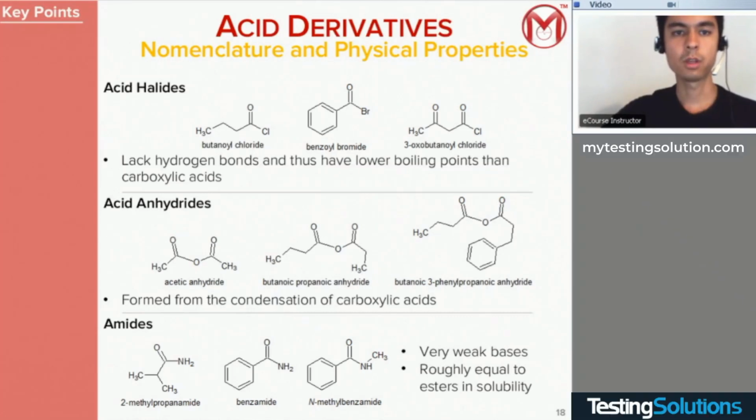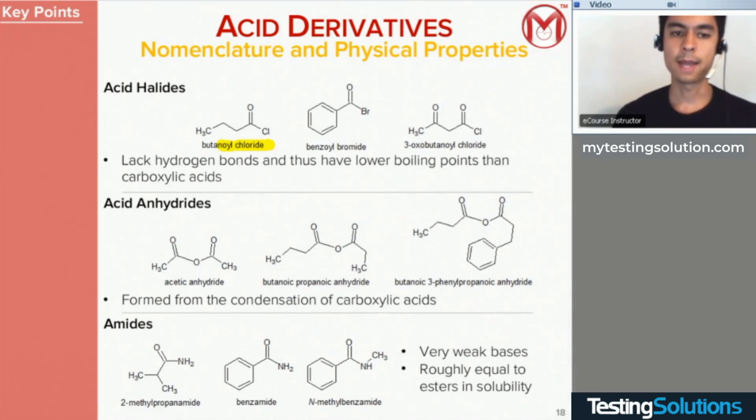So, acid derivatives. Well, we saw the acid halide, and their nomenclature will be oyl halide. So butanoyl chloride, benzoyl bromide. These lack hydrogen bonds. They don't have the hydroxyl group anymore, and so they have generally lower boiling points than their corresponding carboxylic acids. But they have very similar reactive properties because the chloride and the bromide can also act as leaving groups, just like the hydroxyl group can.